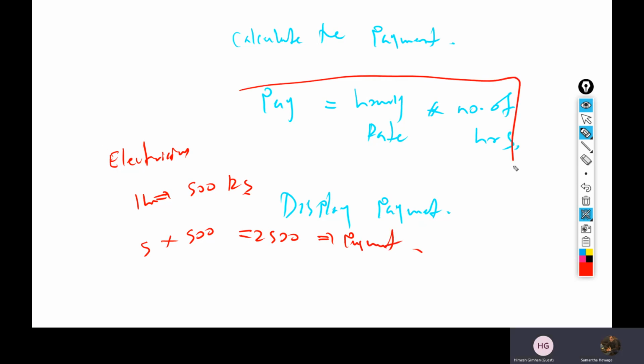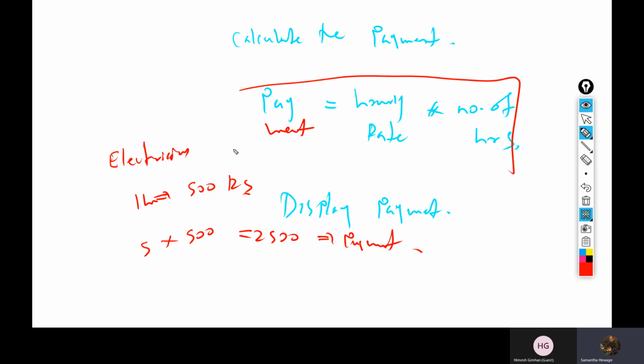Okay, sir. So, sir, in payment, sir, in the decision making box, I have to write pay equal number of hours into that rate. Yeah, Baba, why do you have a decision making here? What is the decision you are going to make? Normally in control structures, we have sequence, selection, and repetition. Decision means selection. Is there any selection here?